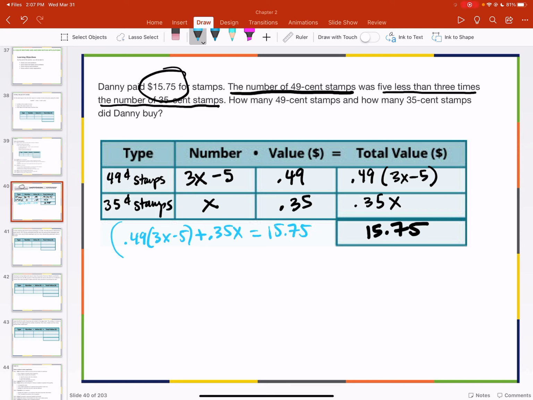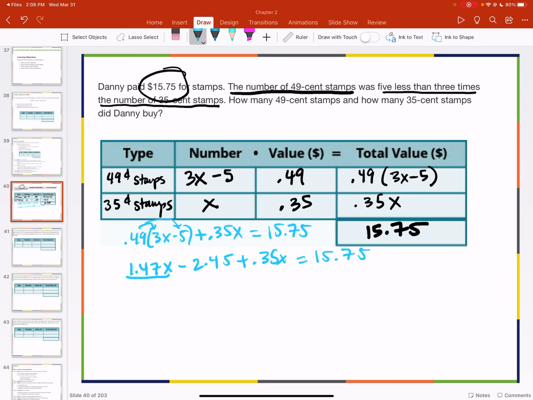By now, we should know that if we want to get rid of the decimals, we can, or we can just work it straight through. Let's try that, using the distributive property. 0.49 times 3x gives us 1.47x. Then minus 5 times 0.49 gives you 2.45. Plus 0.35x is equal to 15.75.